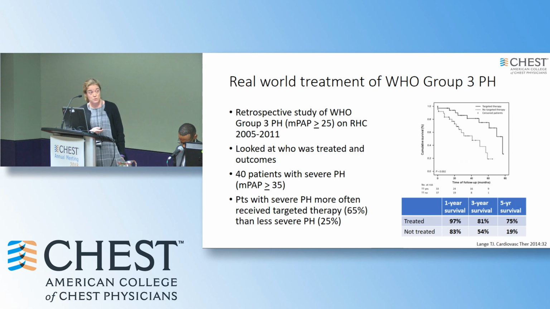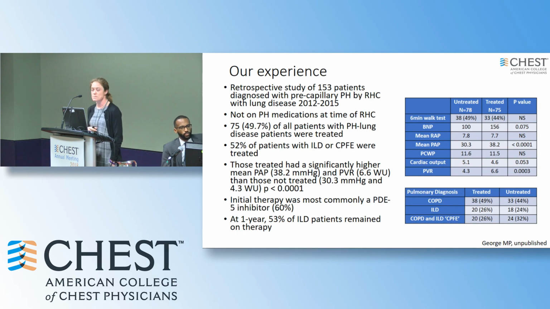Another study is a retrospective study by Lang and colleagues, looking back at all of the WHO group 3 patients in one cohort. They looked at who was treated and who wasn't, and found 40 patients with severe PH, mean PA pressure greater than 35. Those who were treated had a much improved survival compared to those not treated. It's interesting because it was the sicker PH patients in that treated cohort, which argues that perhaps this is a different disease than baseline group 3 PH, and that they actually responded to therapy. When you see a 75% 5-year survival versus 19%, it argues for trying to phenotype these patients better.